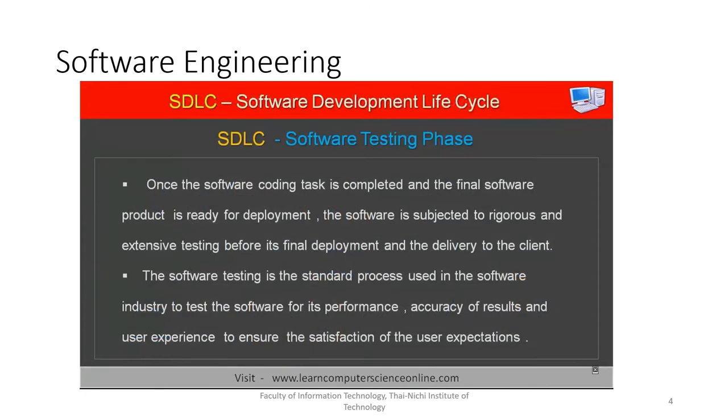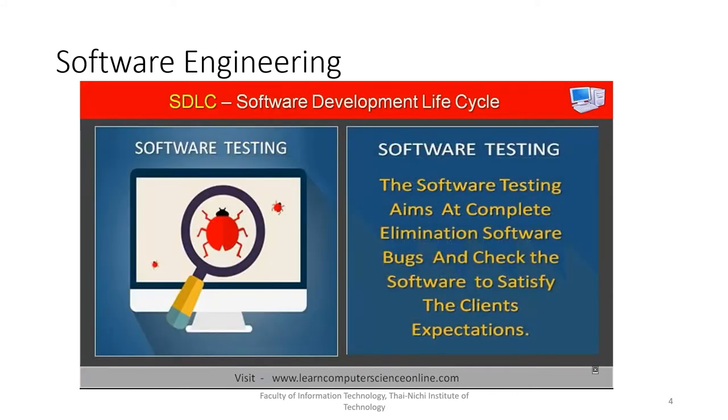The next and fifth phase in the software development process is software testing. Once the software coding task is completed and the final software product is ready for deployment, the software is subjected to rigorous and extensive testing before its final deployment and delivery to the client. Software testing is the standard process used in the software industry to test the software for its performance, accuracy of results, and user experience, to ensure the satisfaction of user expectations.